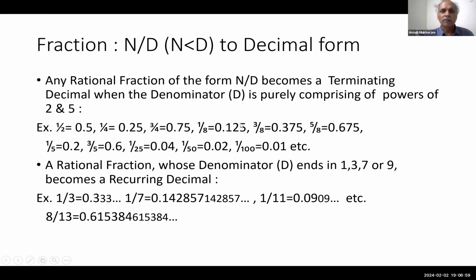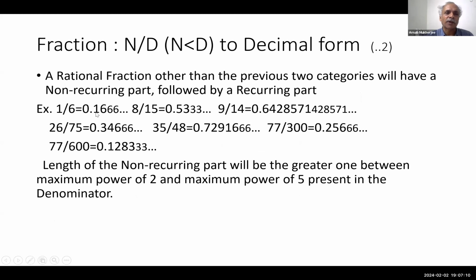So we came to two categories: where the denominator is purely of 2 and 5 factors, or purely of 1, 3, 7 and 9. Any other category will have a fixed part as well as a recurring part. The length of the non-recurring part will be the greater of the maximum power of 2 and the maximum power of 5 present in the denominator. Like in the terminating decimal, where we have that number of digits terminating. Here, that fixed digit count will be the maximum power of 2. See, 48 is actually 2 to the power 4, so there were 4 digits fixed. After that, there is a 6-digit repeating part here.